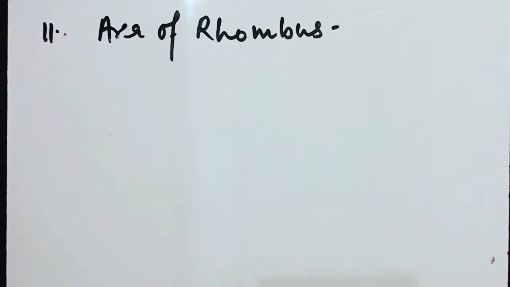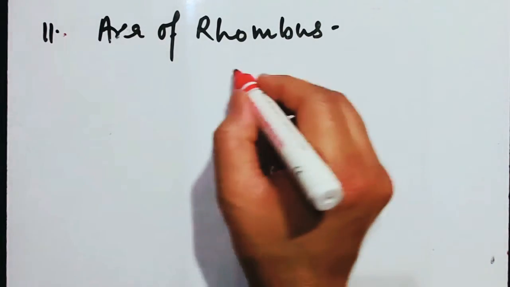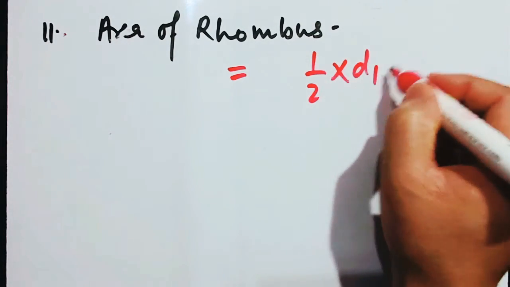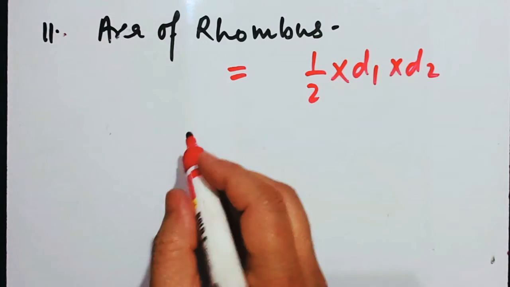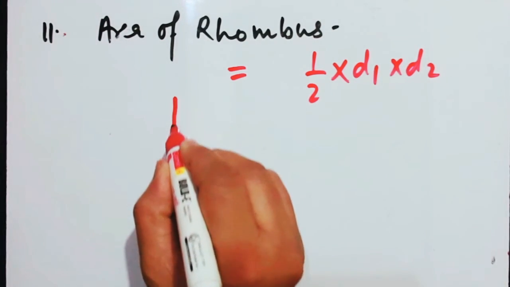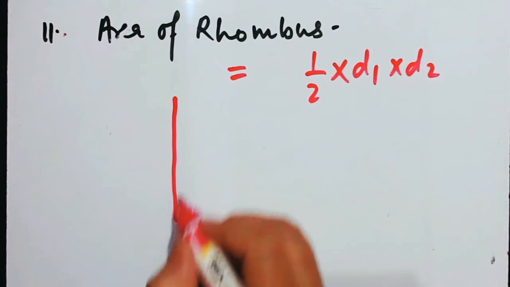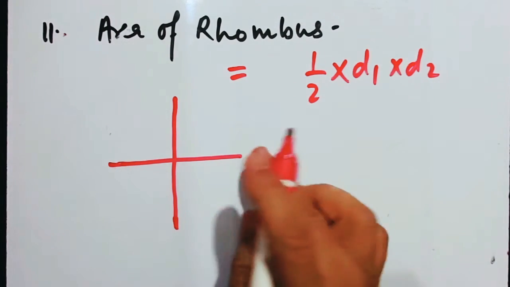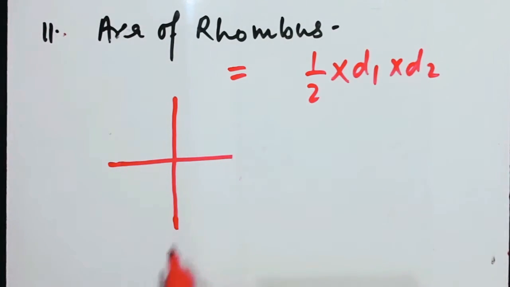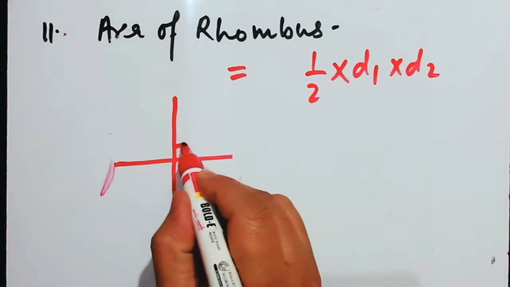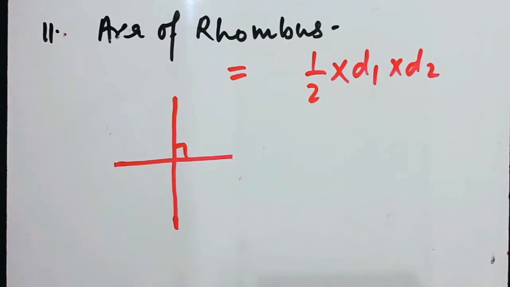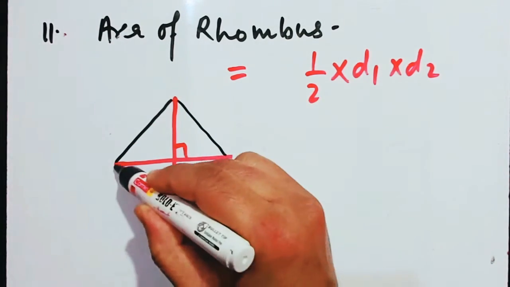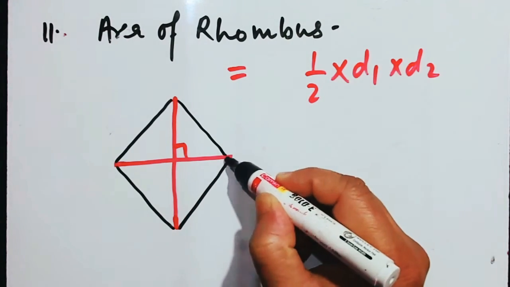This rhombus states the area of the rhombus is equal to half into d1 into d2. Means if you have a rhombus, how to make a rhombus? Make a longer line, then make a shorter line which cuts at the middle point of the longer line. They should be at 90 degrees. Now join all the sides, and you will find that it becomes a rhombus. This is how we draw a rhombus.